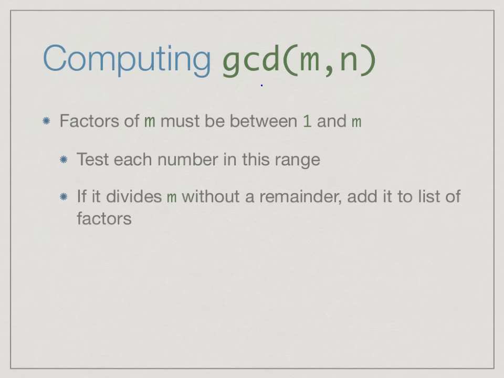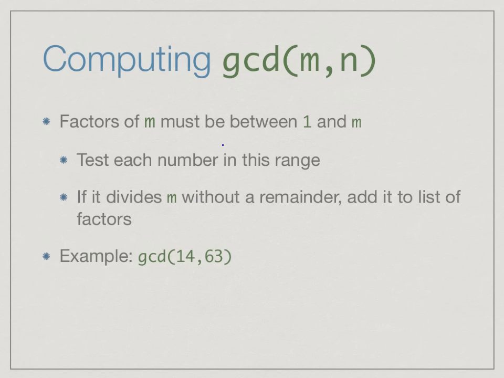So all we need to do to compute the factors of m is to test every number in the range 1 to m. And if it divides m without a remainder, then we add it to the list of factors. So we start with an empty list of factors and we consider in turn 1, 2, 3, 4 up to m. And for each such number, we check whether if we divide m by this number, we get a remainder of 0. If we get a remainder of 0, we add it to the list.